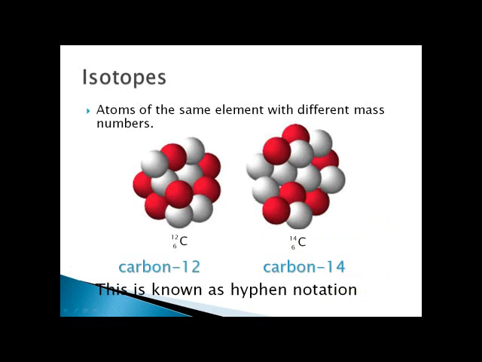Isotopes. Isotopes are atoms of the same element which have different mass numbers. The number of protons is the same, therefore the atomic number is the same, but the number of neutrons is different. Here we have carbon-12 and carbon-14.